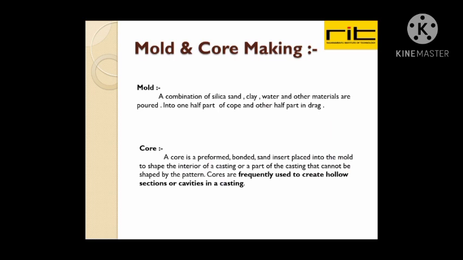Mold and core making. For the mold, a combination of silica, sand, clay, water and other materials is poured into the one half part, the cope, and the other half part, the drag. Core making. A core is a preformed bonded sand insert placed into the mold to shape the interior of the casting, or a part of the casting that cannot be shaped by the pattern. Cores are frequently used to create hollow sections or cavities in a casting.